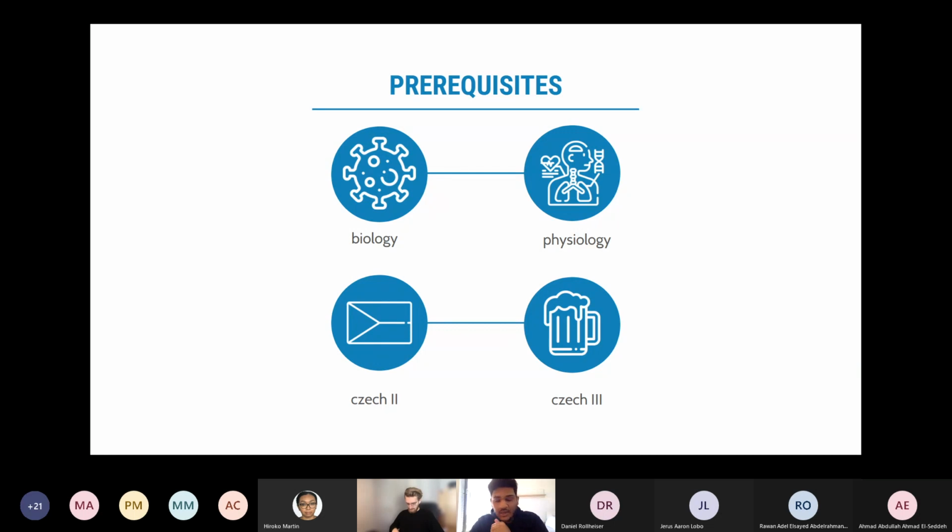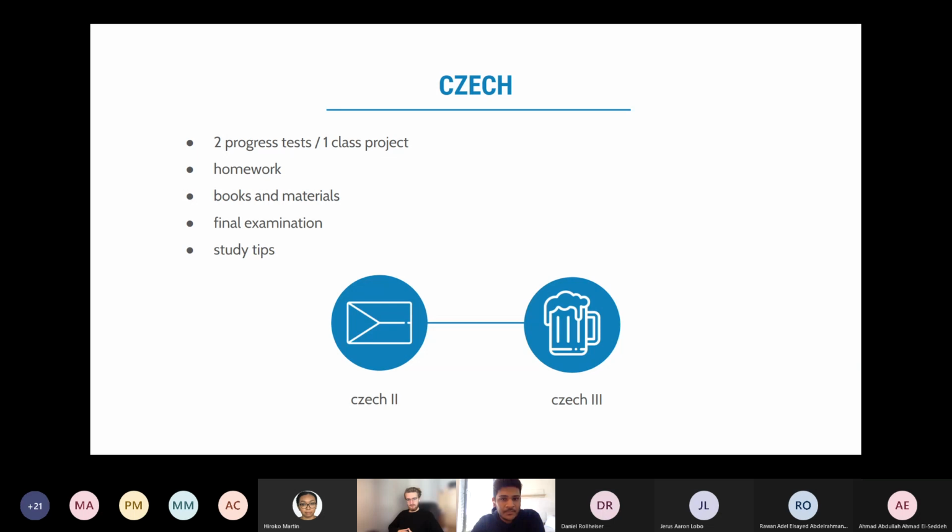And Czech, obviously Czech 2 is a prerequisite for Czech 3, the winter semester Czech next year. So get those sorted out, and that should be like the first priority, I think, this summer.